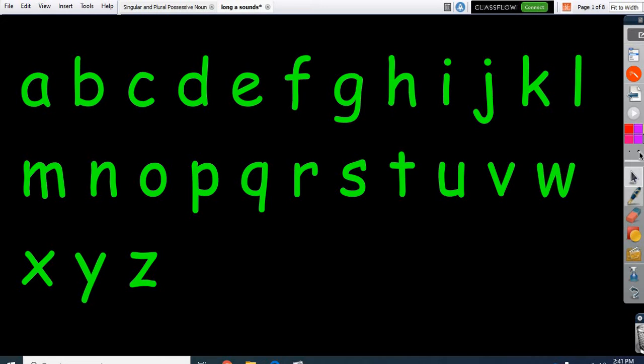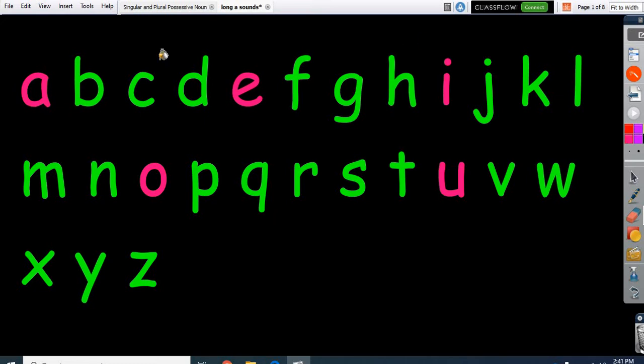One thing we learned not long ago was that some of these letters are vowels and some of them are consonants. And if you remember, the vowels, there are only 5 of them. A, E, I, O, and U. Those are the vowels. All the other letters are called consonants.